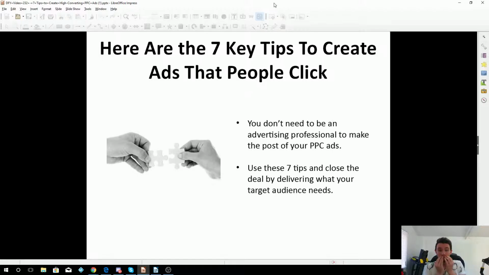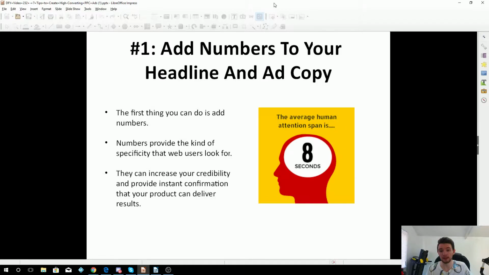So if you're interested in pay-per-click, if you run pay-per-click and you've had low conversions, this video is going to be for you. So watch to the end, guys, and you will learn a little bit of information on how to actually set up your ad a little bit better.